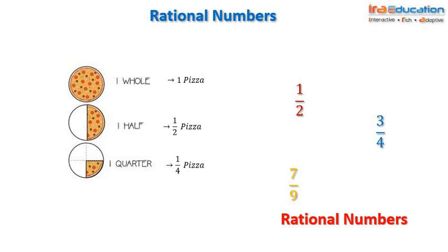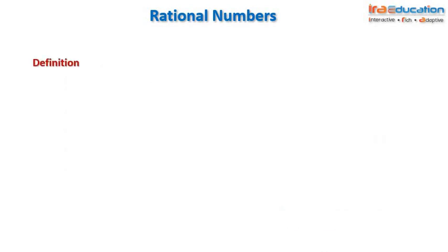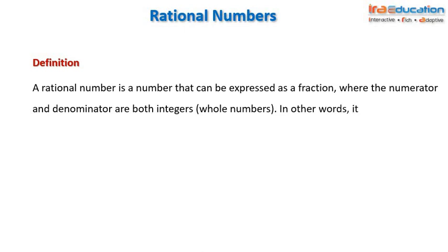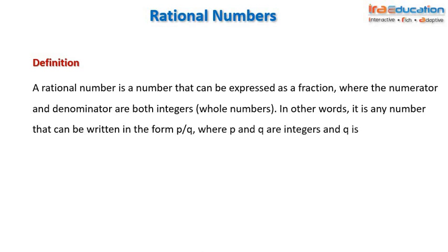Let us now look at the definition of a rational number. A rational number is a number that can be expressed as a fraction, where the numerator and denominator are both integers. In other words, it is any number that can be written in the form p over q, where p and q are integers and q is not equal to 0. As we previously mentioned, a rational number is any number that can be expressed as a fraction, where both the numerator and the denominator are integers.